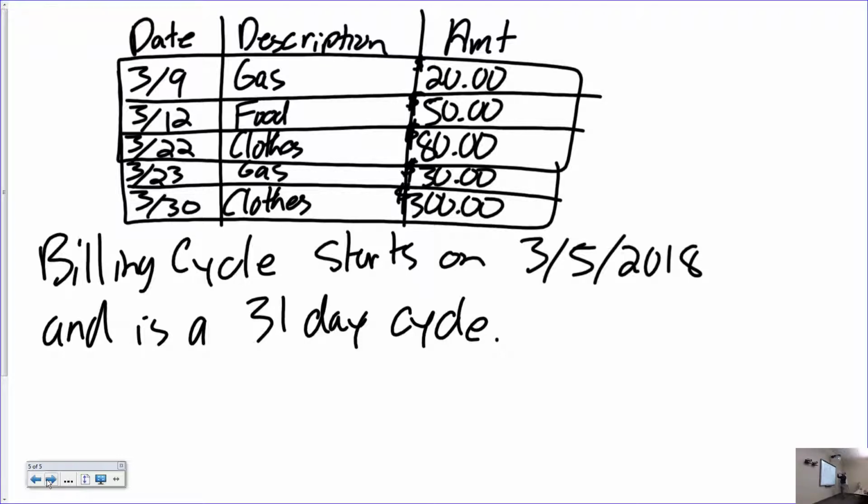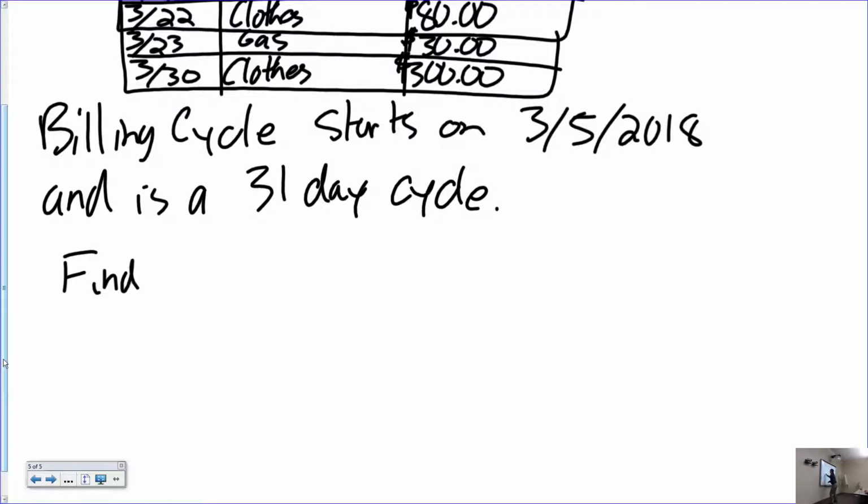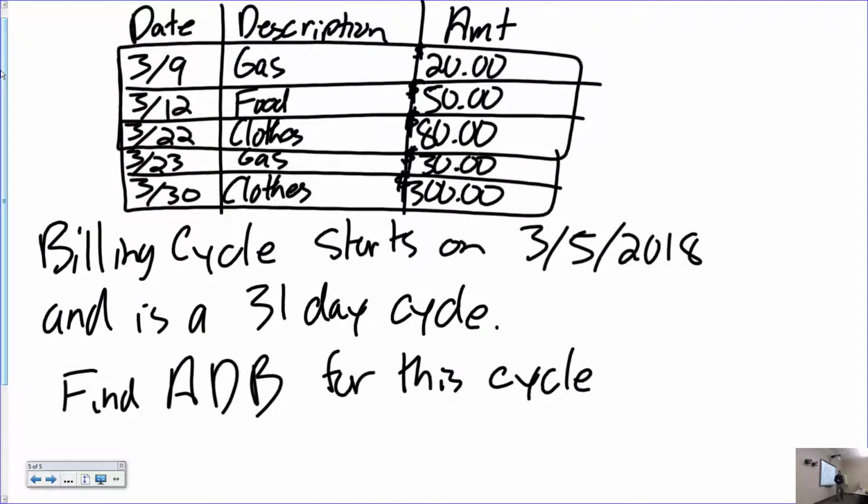All right, so, folks, find the average daily balance for this billing cycle, okay? Find ADB for this cycle. And assume that I carried no money over from the prior cycle. So I'm sitting at $0 right now owed on March 5th.